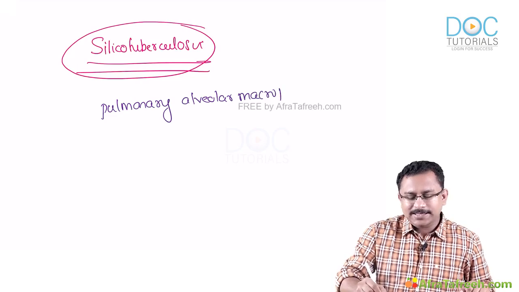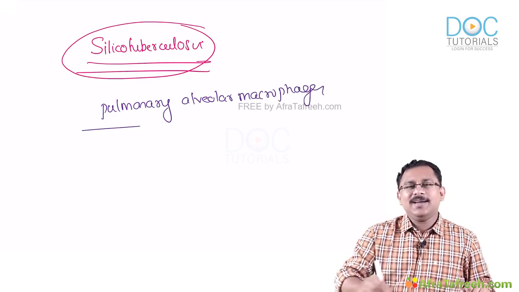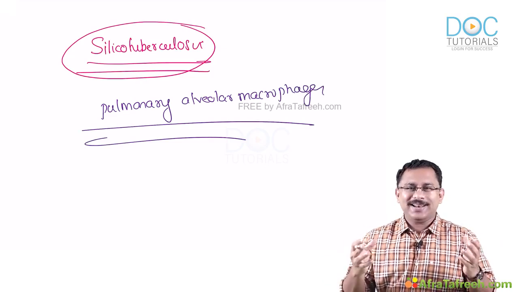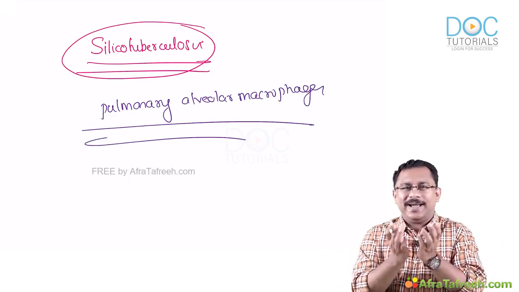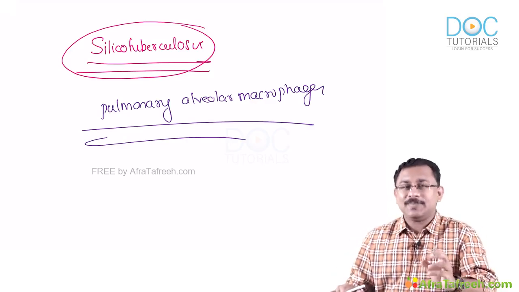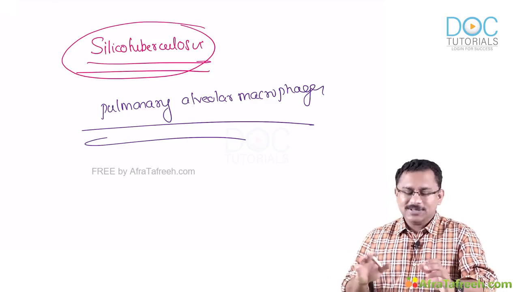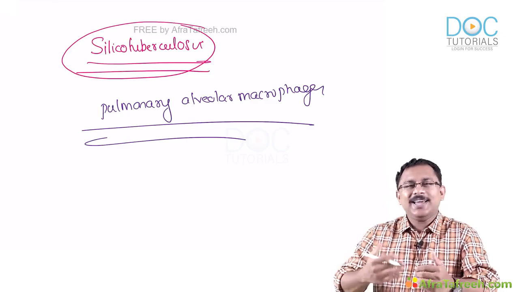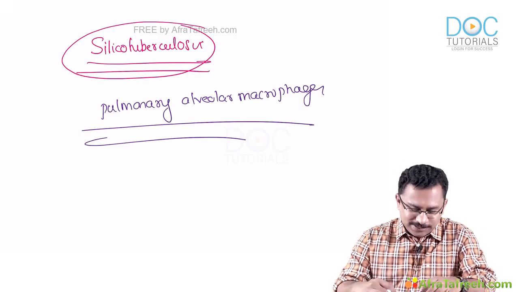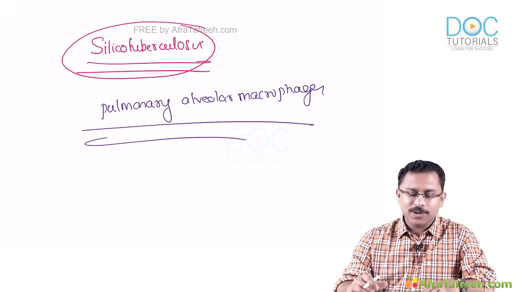And when I discussed tuberculosis, I already told you, if you have listened to that module, that the pulmonary alveolar macrophages form an important part of your defense against Mycobacterium tuberculosis. So that is very important. That is why it predisposes to development of tuberculosis. Okay, silicosis can predispose to development of tuberculosis. Okay, very clear. So we have seen asbestosis, we have seen silicosis.